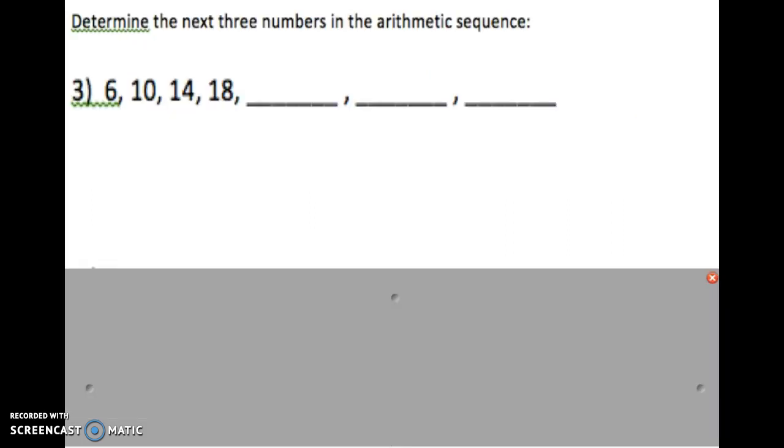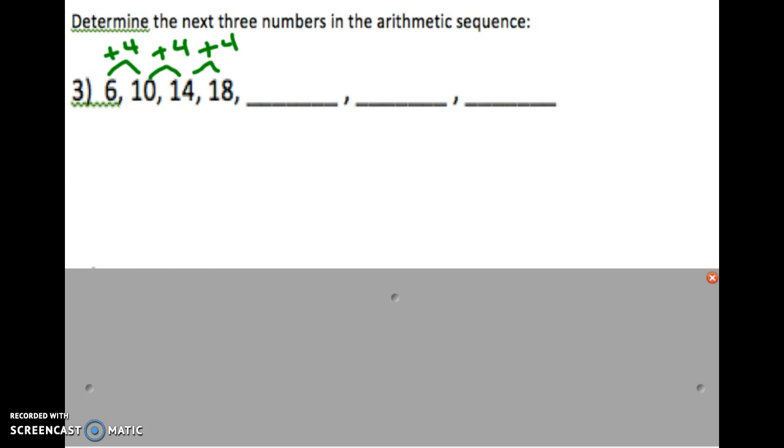Moving on to problems 3 and 4, the arithmetic sequence problems. Basically, we are looking for the pattern. In the case of number 3, let's start with the first couple numbers, going from 6 to 10, going up by 4. 10 to 14, going up by 4. Sure enough, we double check. Going from 14 to 18, we're going up by 4. So the pattern is we're going up by 4.